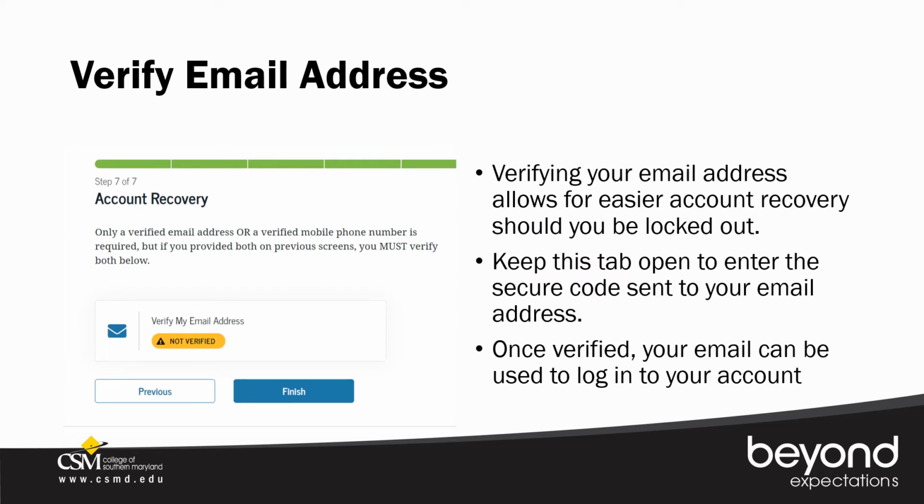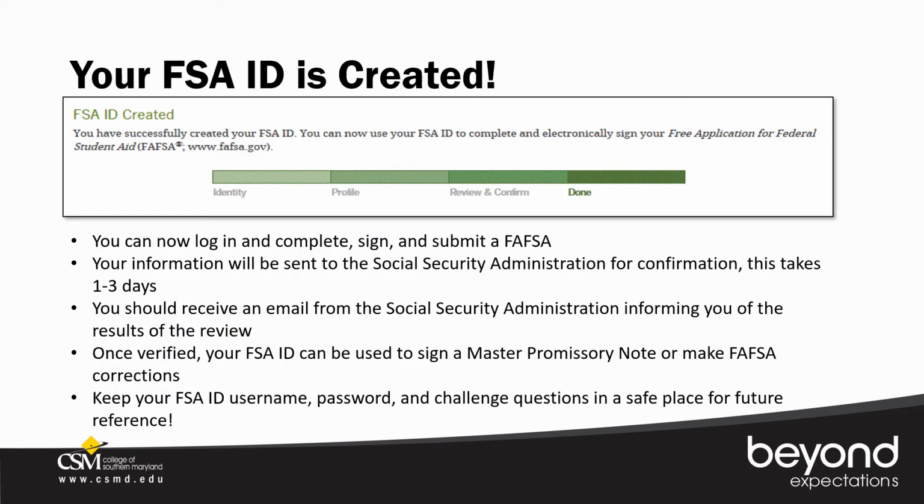Finally, you will verify your email address. Verifying your email address allows for easier account recovery should you be locked out or forget your password. Simply keep this tab open and enter the secure code that is sent to your email address. Once verified, your email can be used to log into your account. And that's it. Your FSA ID is created. You can now log in and complete, sign, and submit a FAFSA.